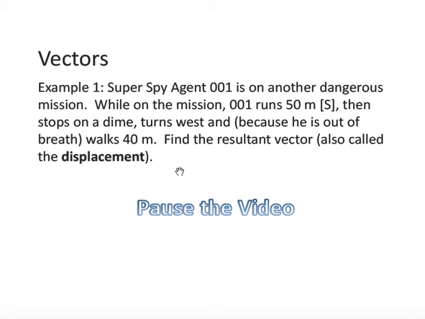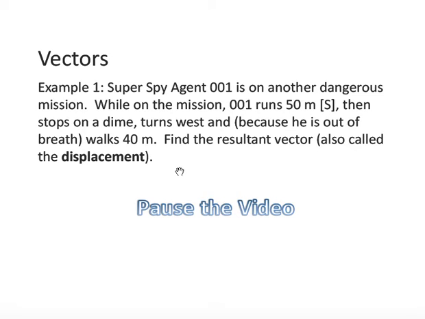Let's look at our next example in our notes. Example 1. Super Spy Agent 001 is on another dangerous mission. While on the mission, 001 runs 50 meters south, then stops on a dime, turns west, and because he's out of breath, walks 40 meters. Find the resultant vector. And when dealing with distances, we often call the resultant vector displacement. So this one's for you. Give it a try. Pause video now.